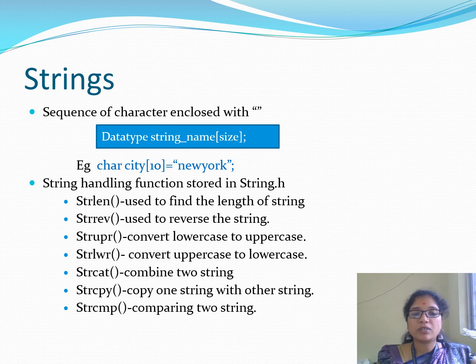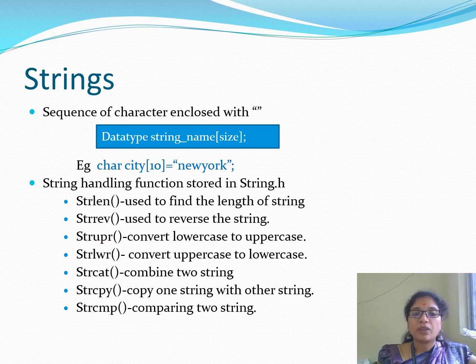The string handling functions: in this string concept we have multiple functions, namely string length, string reverse, string upper, string lower, string cat, string copy, and string compare. First is string length. This function is used to find the length of the string. If we use this function in a program, we can find the length. And then string reverse: this function is mainly used to reverse the string. If the string is New York, it will reverse it from back to front.